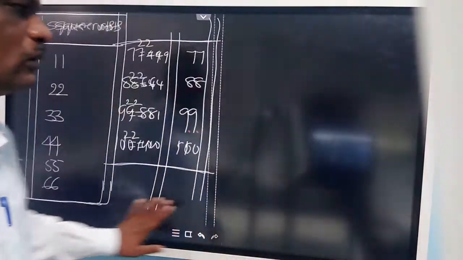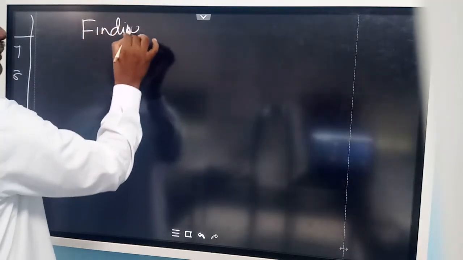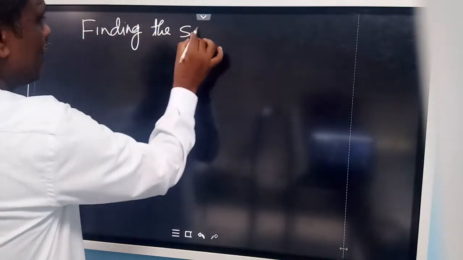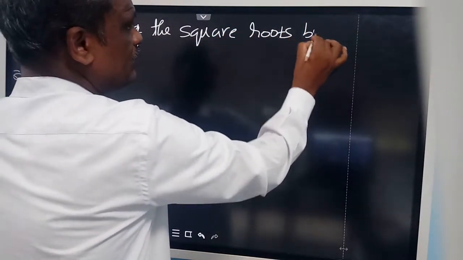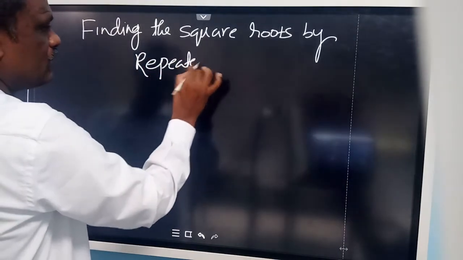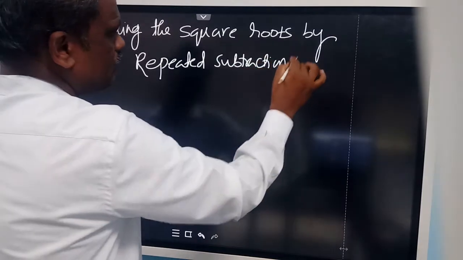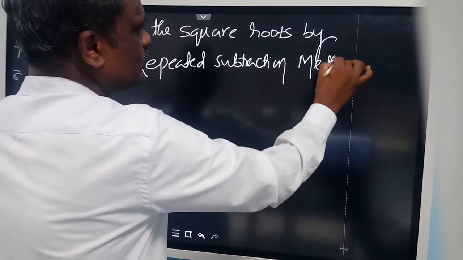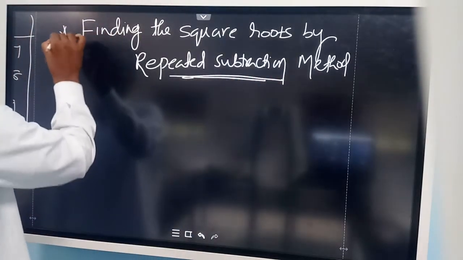Now let us go to another important topic, finding the square root by the repeated subtraction method. So let us find out the square roots by repeated subtraction method. We have another method also. The first method we are learning now is the repeated subtraction method.